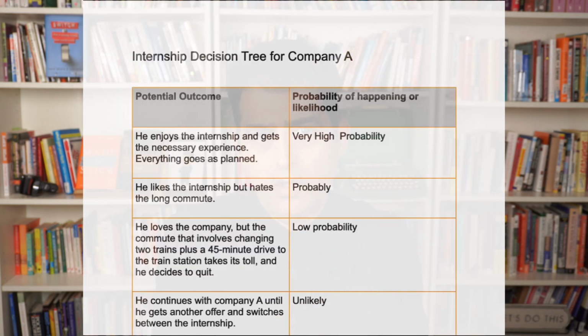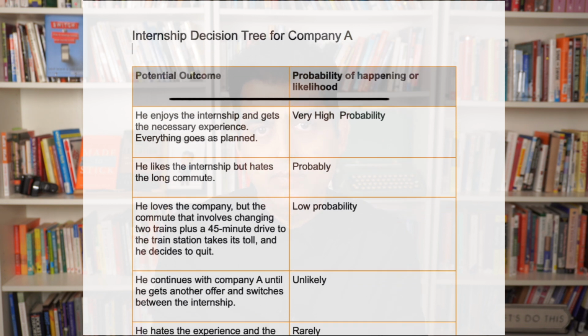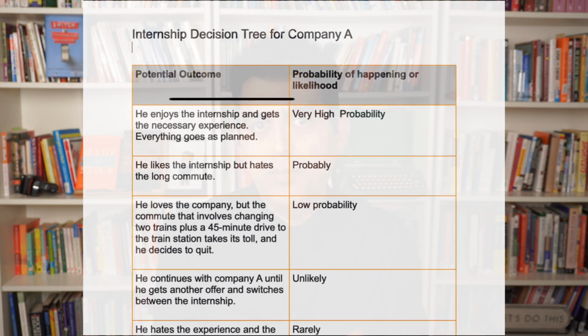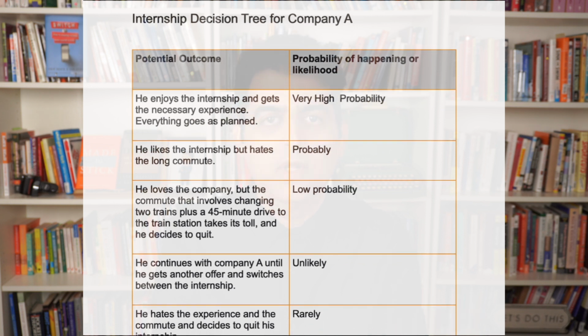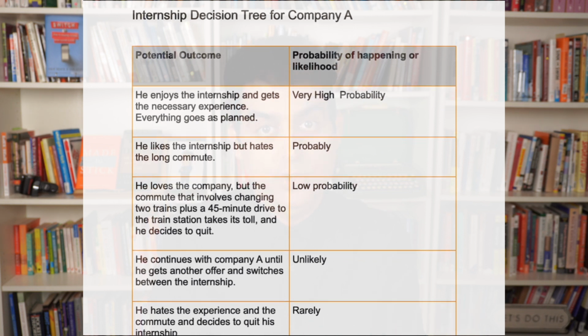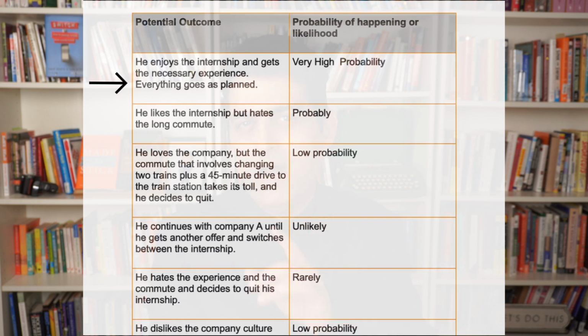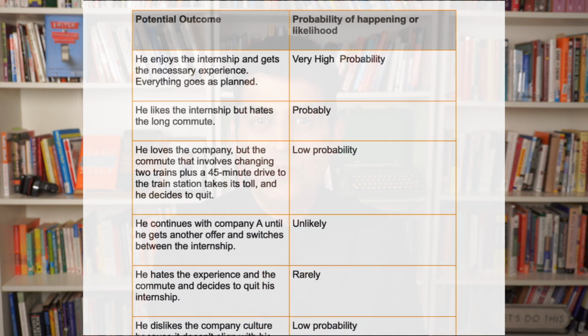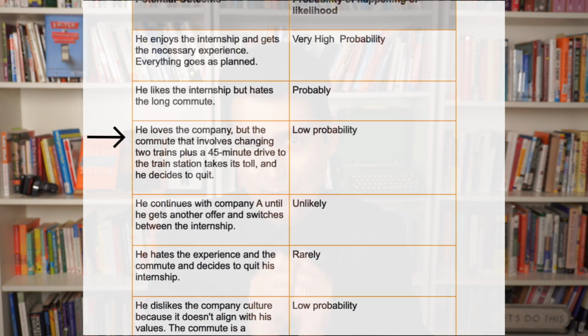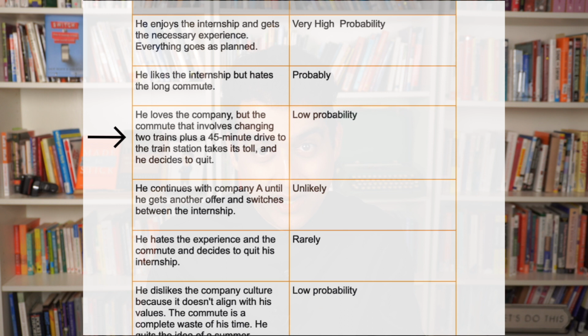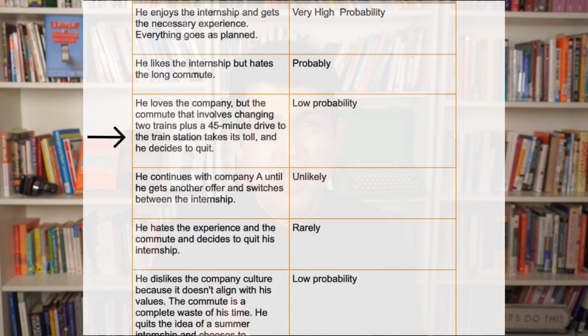On the top, we've got the likelihood of different outcomes: potential outcome, and probability of happening or likelihood. Let's look at the first one now. He enjoys the internship and gets the necessary experience. Everything goes as planned. Very high probability. He likes the internship but hates the long commute. Probably.